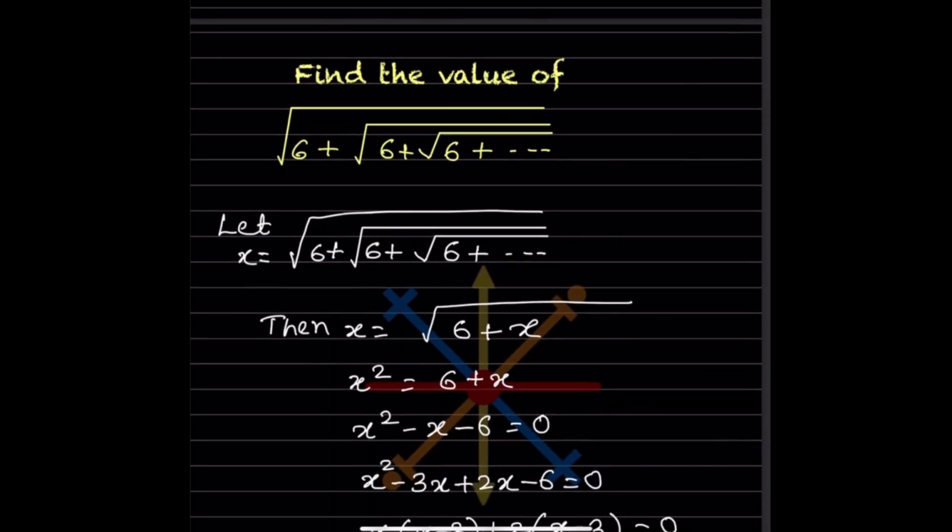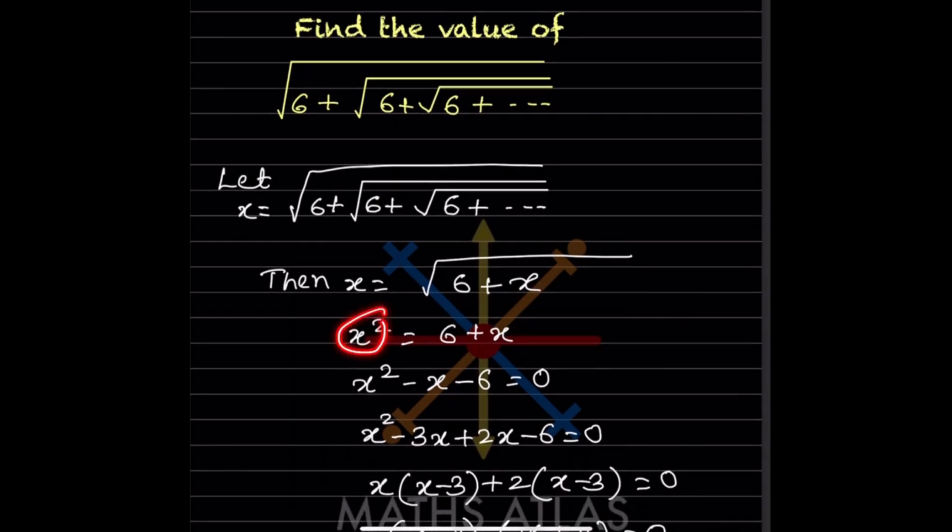Now what will we do? We square both sides. This side will be x square, and when you square this, the square root goes off, so that is just going to be 6 plus x. Now let us keep x square on the left hand side, and this plus x will come over here as minus x. Again this 6 will come over as minus 6, that is going to be 0.